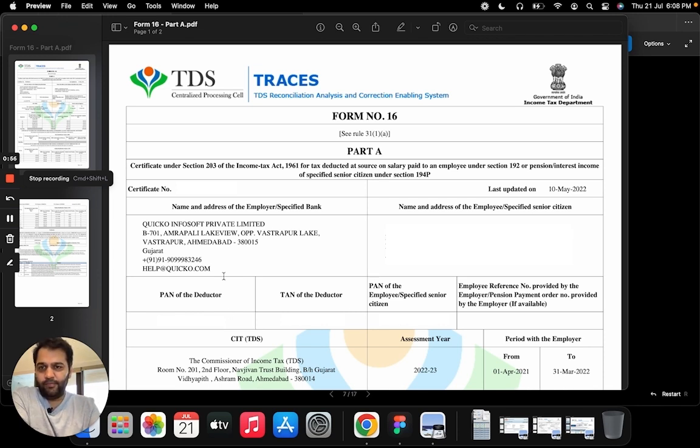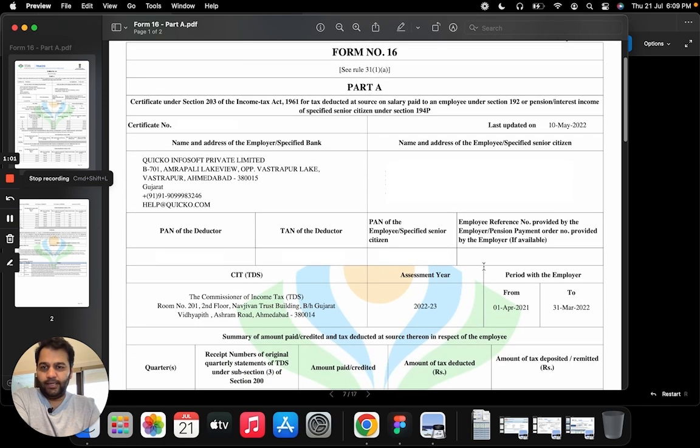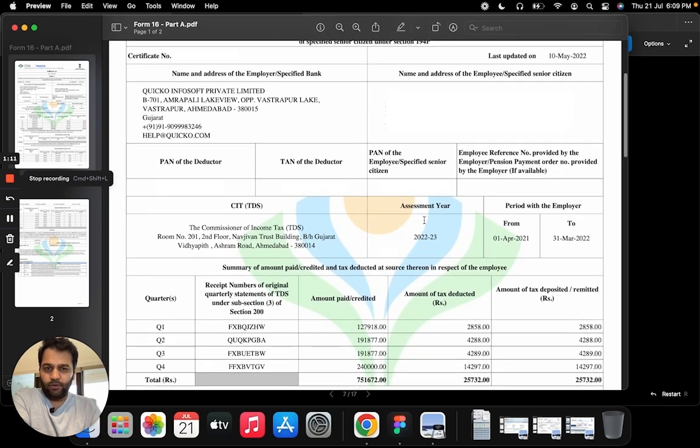It has information about your employer. It has your information. It has PAN and TAN of the employer. Deductor essentially is employer, and it also has your PAN information here. It also very clearly indicates what assessment year, right? So what is the year this Form 16 is issued for, and it talks about the period with employer, right? So if you change jobs, you will see that the period here will essentially be shorter than the entire financial year.